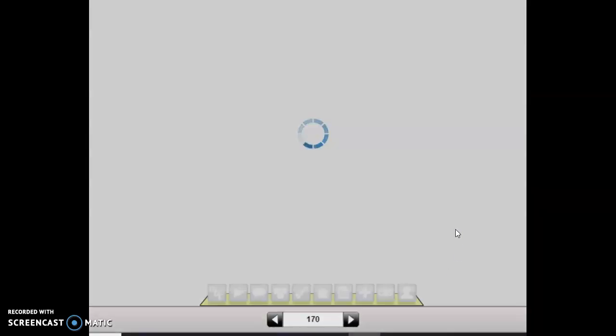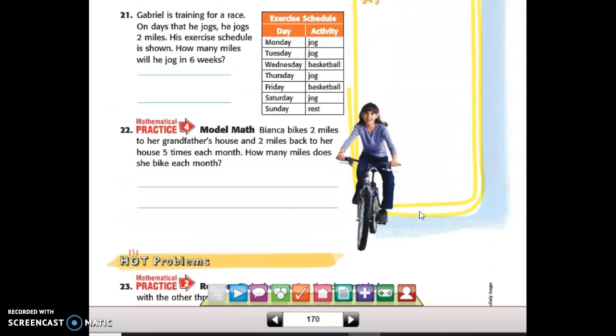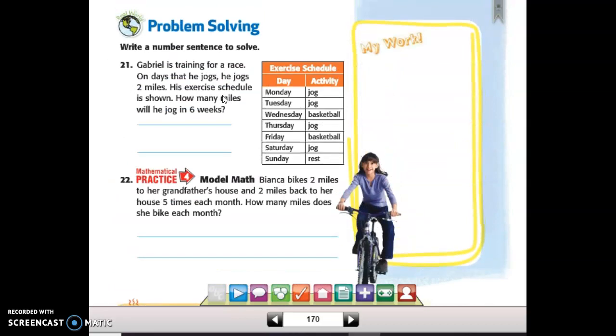And the only other one that I wanted to call attention to is make sure that when you're reading this problem, you have to refer to the table in order to do the complete problem and answer the question correctly.